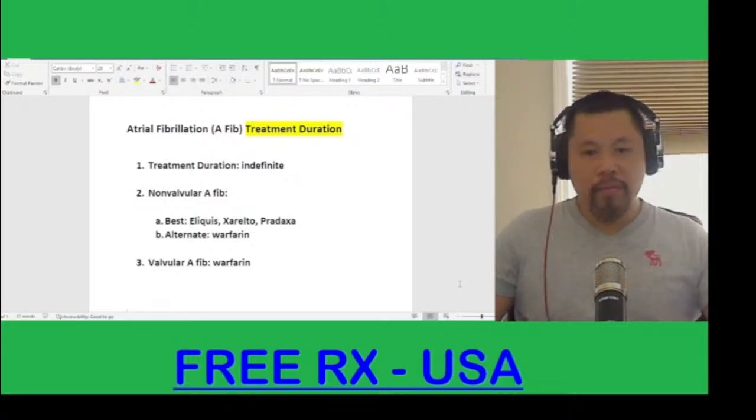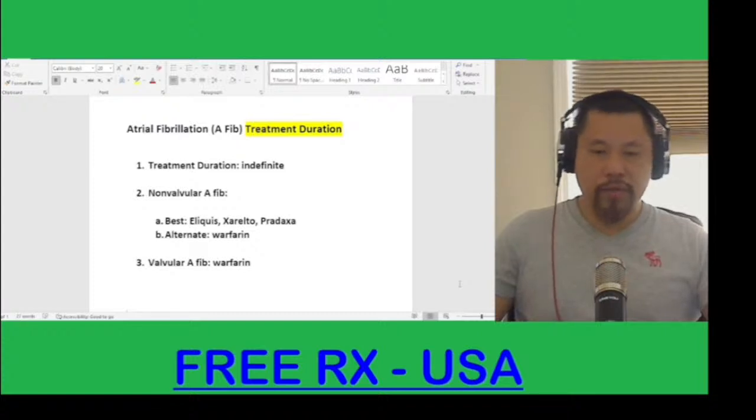So when you have AFib, your doctor needs to select one of the oral blood thinner medications. If your AFib is not regular, you may start with Eliquis, Xarelto, or Pradaxa for your convenience. You don't have to do the frequent monitoring tests like warfarin. If your AFib is regular, then you have to take warfarin. So it depends on what type of AFib you have, and your doctor might put you on the best medication.